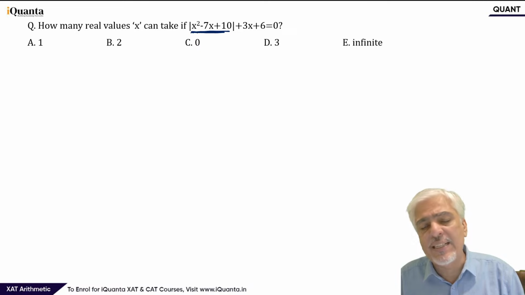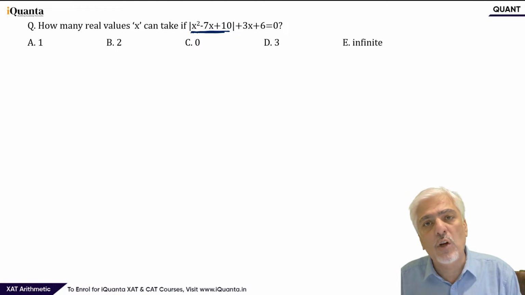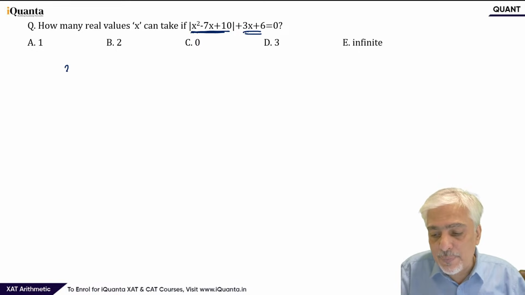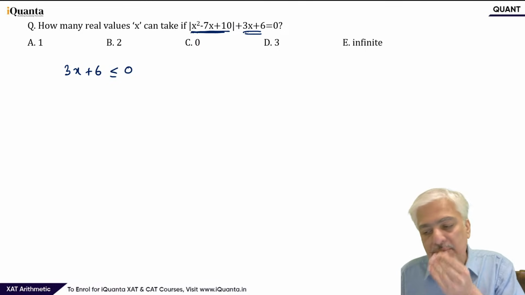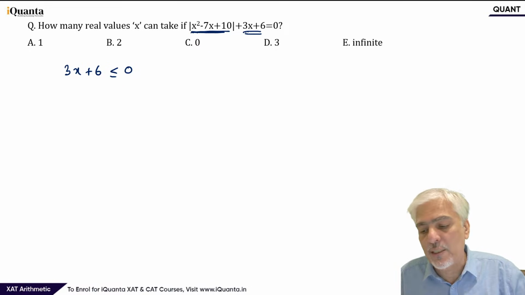Now everybody's done the question, now pay attention. Stop chatting and pay attention. We know mod will always be positive. That means this 3x plus 6 will have to be less than or equal to 0, because the lowest value mod can take is 0. So 3x plus 6 will have to be less than or equal to 0.